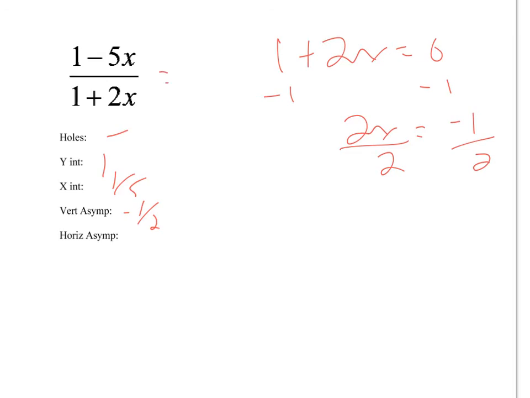To find my horizontal asymptote, I'm going to look at my functions. The degree of the numerator is 1. The degree of the denominator is also 1. Notice that the degrees of the numerator and the denominator are both the same. So therefore, my horizontal asymptote is the value of the leading coefficients, which is negative 5 over 2.